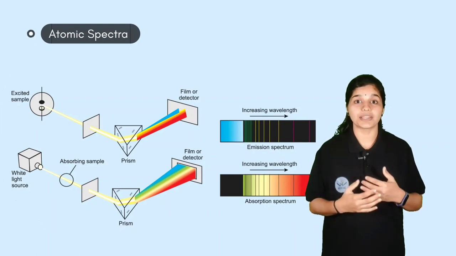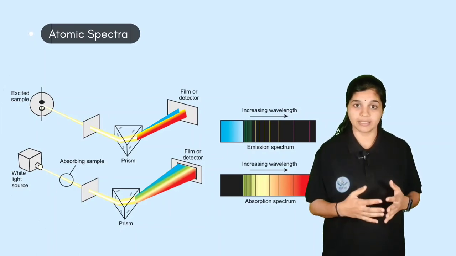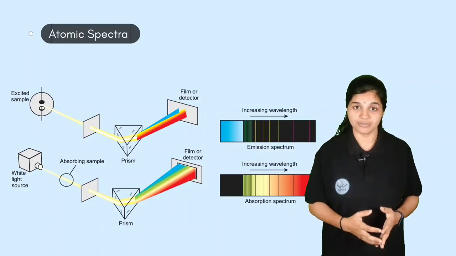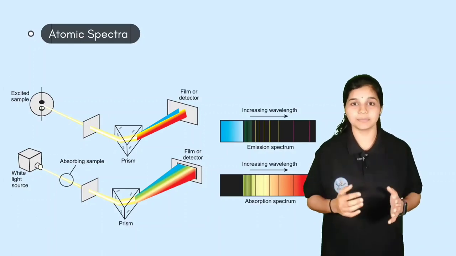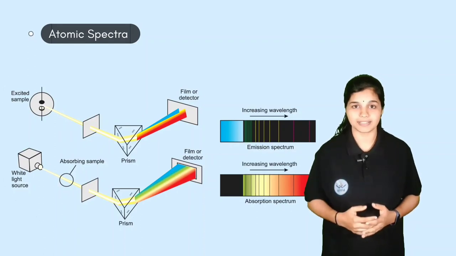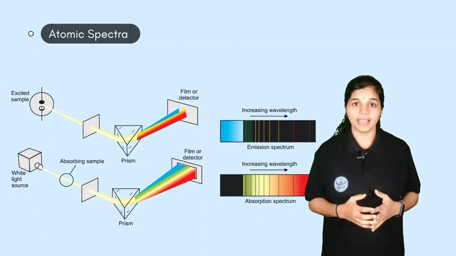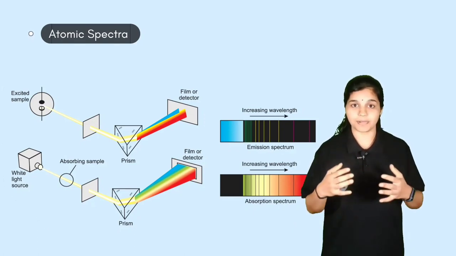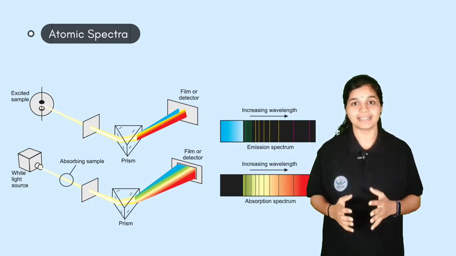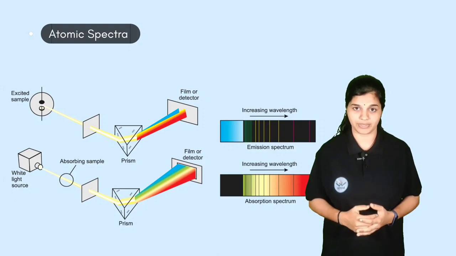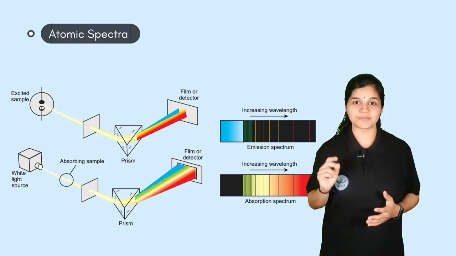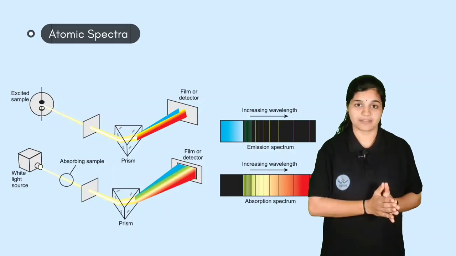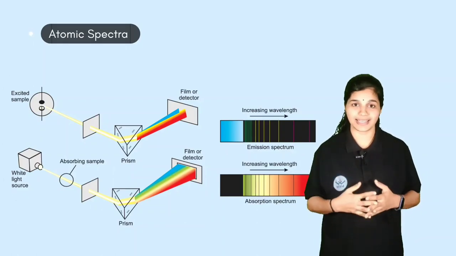So, the spectrum which is obtained by the emission or absorption of radiation by an atom is nothing but the atomic spectrum. When this radiation that is emitted is passed through a prism, we will get this particular spectrum. There are two types of atomic spectra. One is the absorption spectra and the other is the emission spectra.